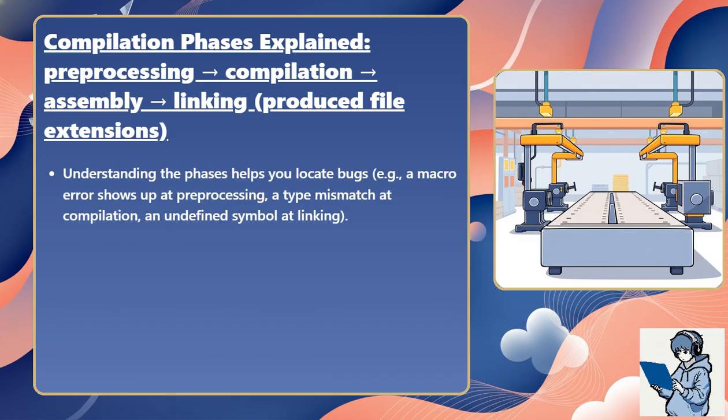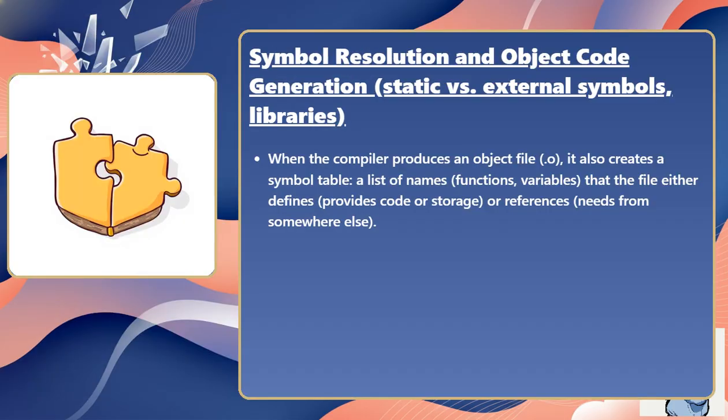Understanding the phases helps you locate bugs. For example, a macro error shows up at preprocessing, a type mismatch at compilation, an undefined symbol at linking. When the compiler produces an object file .o, it also creates a symbol table, a list of names, functions and variables that the file either defines, providing code or storage, or references, needs from somewhere else.